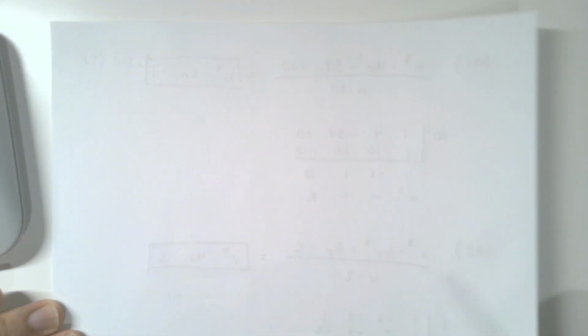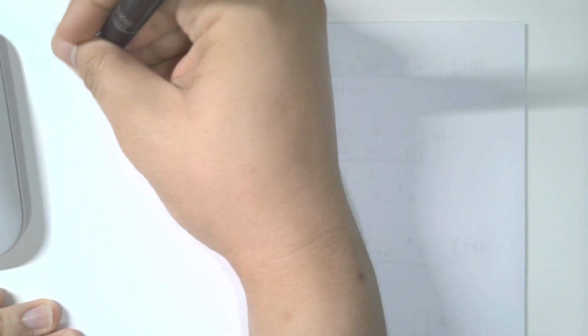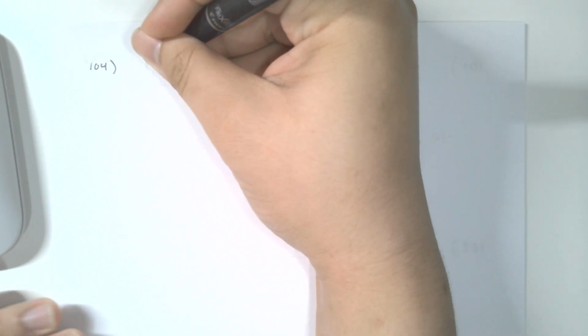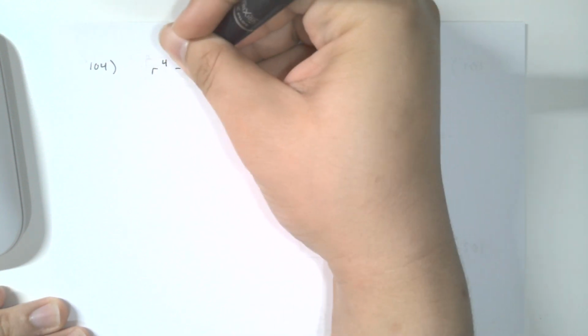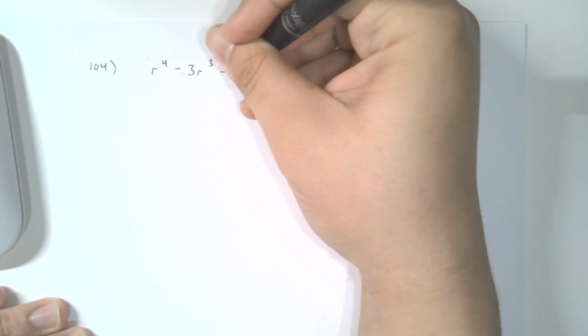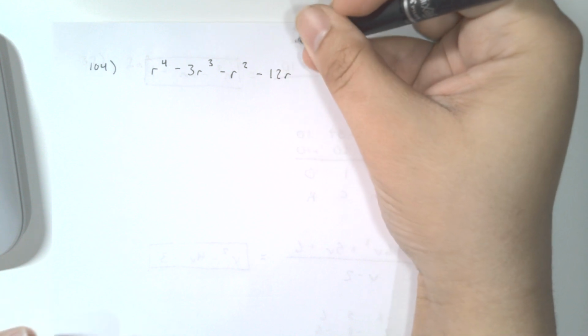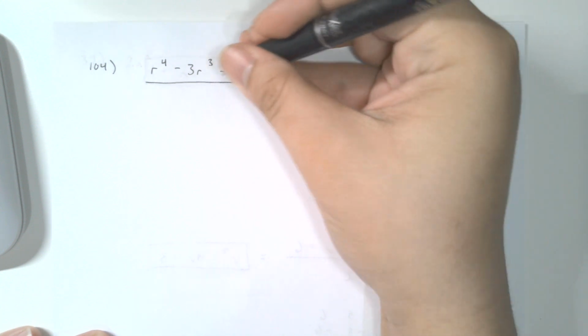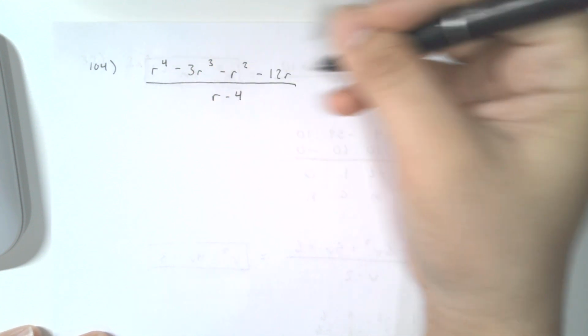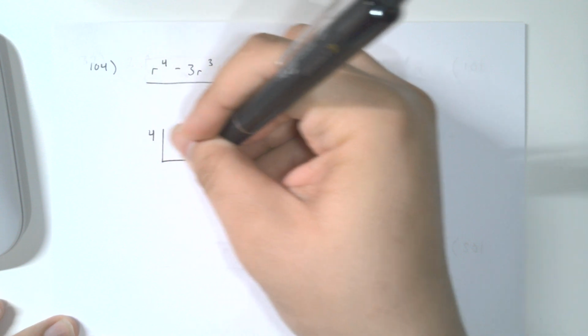Anyways, so let's move on to 104. So for number 104, we have r to the fourth minus 3r cubed minus r squared minus 12r, and this is all divided by r minus 4. So we have a negative 4 here, so we flip the sign and we get a positive 4.